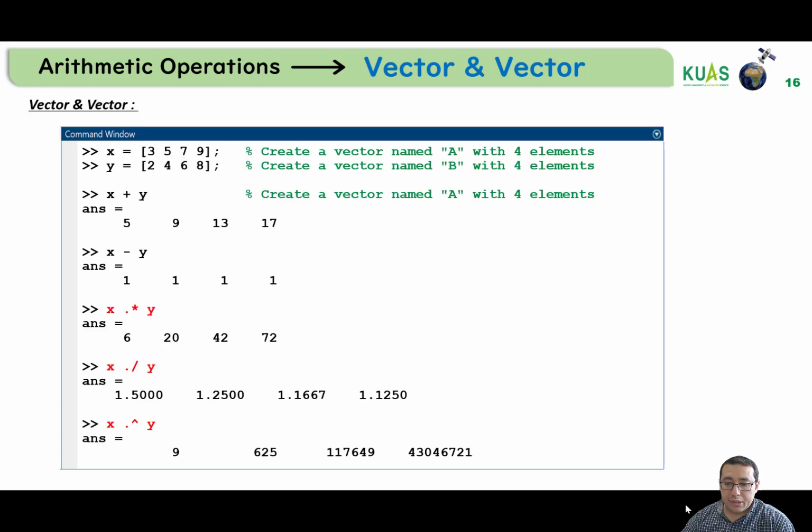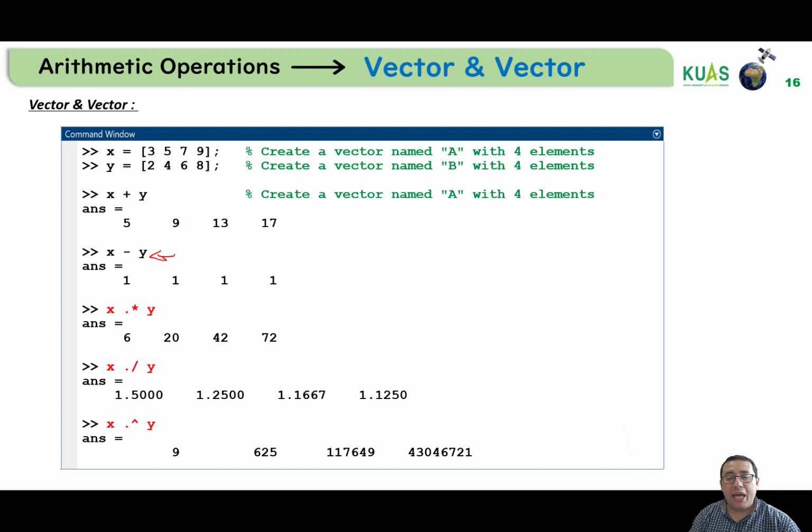Okay, let's consider this example. In this example, x is a row vector with values 3, 5, 7, and 9. And y is a row vector also with the same size, which means 4 elements: 2, 4, 6, 8. If we just say x plus y, in this case, every element in x will be added to every element in y. So 3 plus 2 is 5, 5 plus 4 is 9, 7 plus 6 is 13, 9 plus 8 is 17.